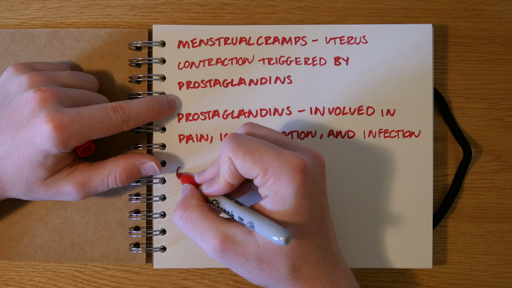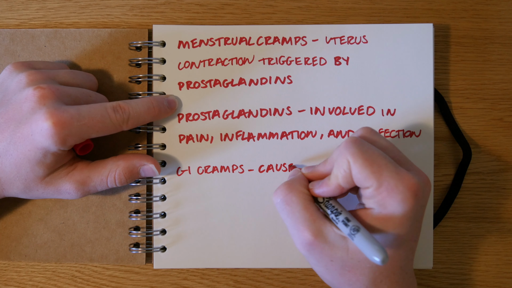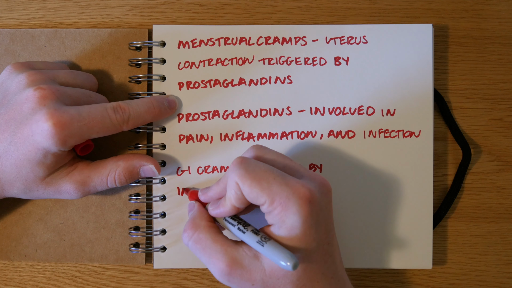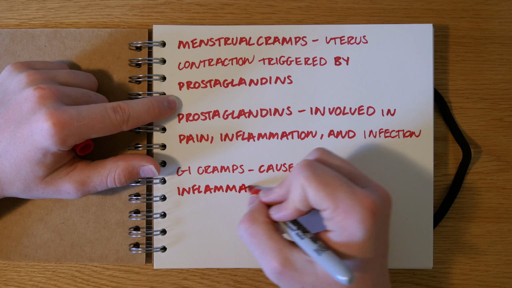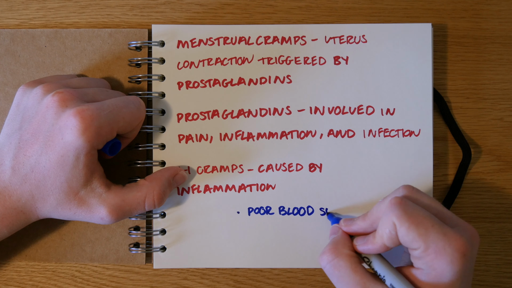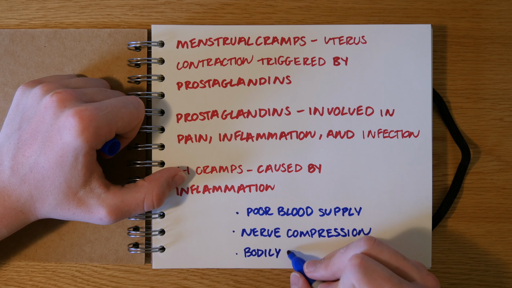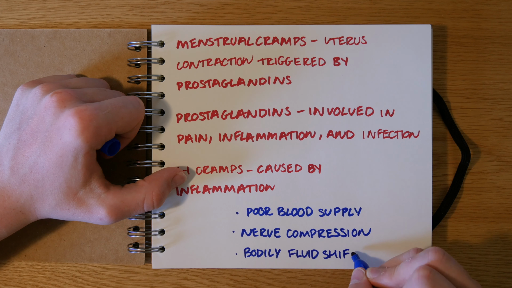Stomach and intestinal cramps may occur as a result of gastroenteritis, in which these areas become inflamed, triggering symptoms such as vomiting, diarrhea, and abdominal pain. There are also a few underlying health conditions associated with muscle cramping, such as inadequate blood supply, nerve compression, or the shifting of bodily fluids that occur during diseases like cirrhosis and kidney failure.